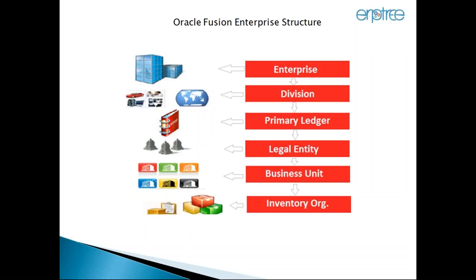Why a department is used is mainly for maintaining the employee data. The way we used to maintain the employee data at the business group level, we are no more maintaining it at the business group, we will maintain it at the department. And we will map that particular department to the enterprise structure so that employee data is also maintained. So that is how we have this enterprise structure available in Fusion.